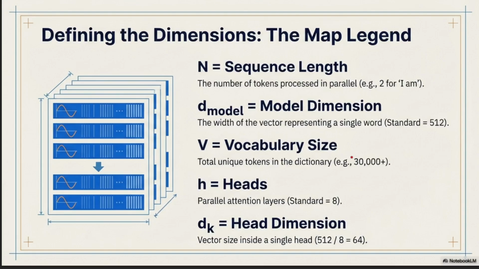So, first, let's define our matrix dimensions. N is our sequence length. In our example, "let's go", N is 2. D model is the size of the vector representing a single word. For example, in the original paper, it was 512. V is the vocab. It is the total number of words we know, for example, 3000 words plus.